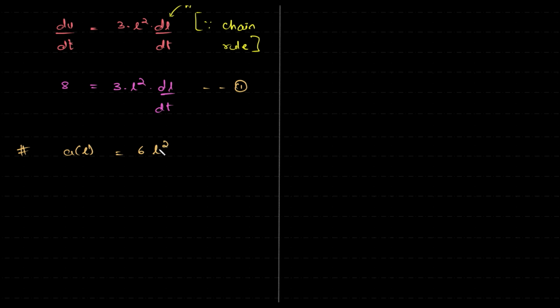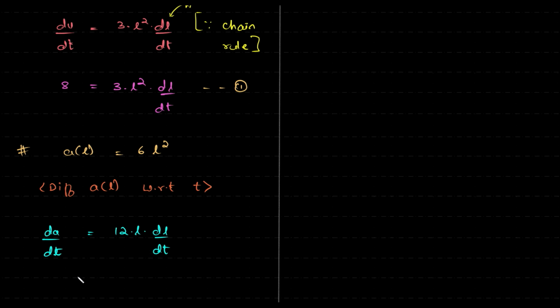So next you're looking at area, obviously. So we need to differentiate area with respect to time again. So dA by dt is equal to 12L dl by dt. Again, with respect to chain rule, we'll end up with this.